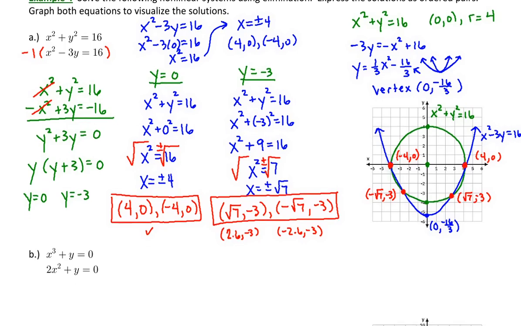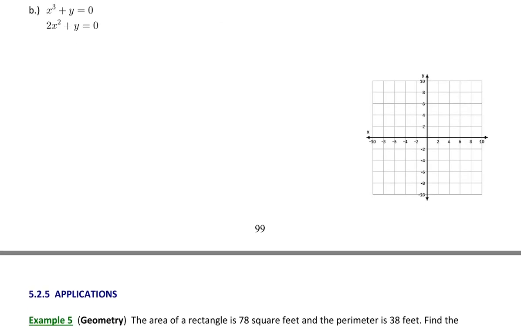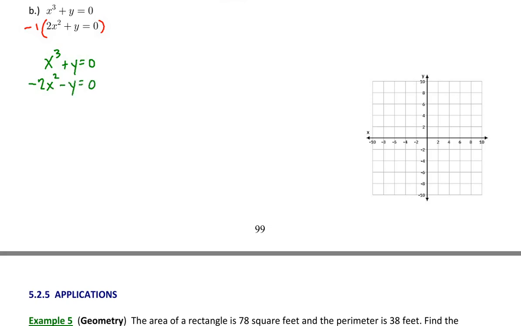Okay, let's try one more. We want to solve by elimination. In this case, we have x cubed plus y equals 0 and 2x squared plus y equals 0. Both of our equations contain a y, so let's eliminate y. I'm not going to make any changes to the first equation, but I want to multiply all of the terms in that second equation by negative 1. That's going to give me negative 2x squared minus y equals 0.